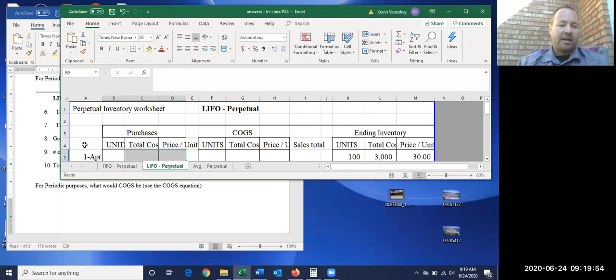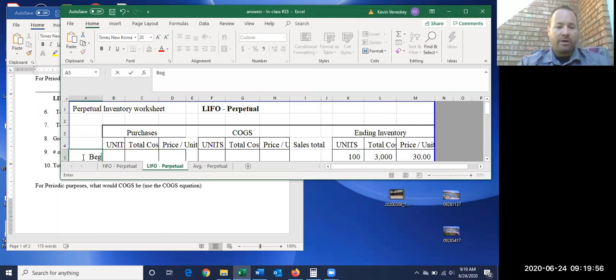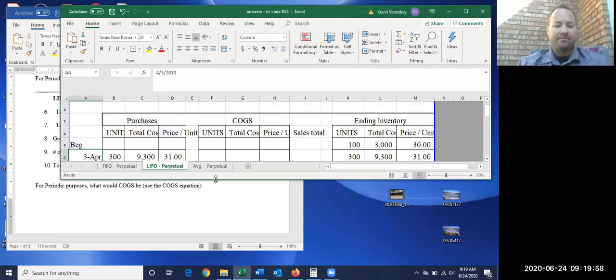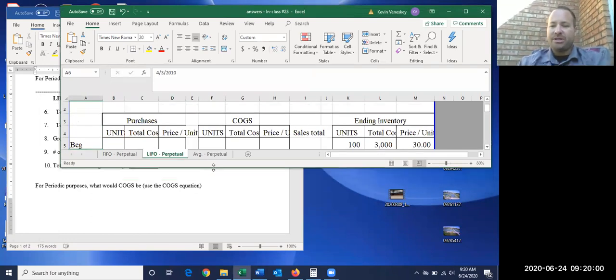All right, so with Lifo, I had my beginning inventory. We start out exactly the same. So just start a new sheet. Just practice these as I go along. That's the easiest and best way to learn it. I know it sounds a little bit more work, but you actually do learn it a lot quicker when you put it pen to paper, or in this case, into Excel.